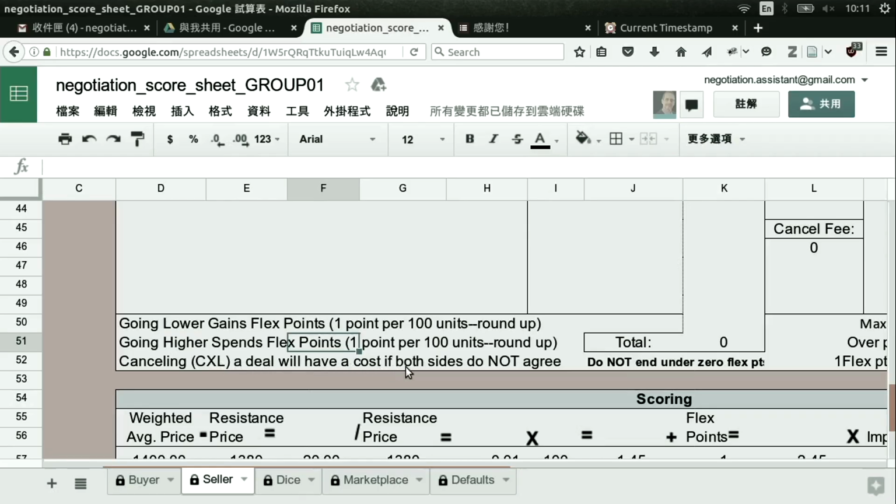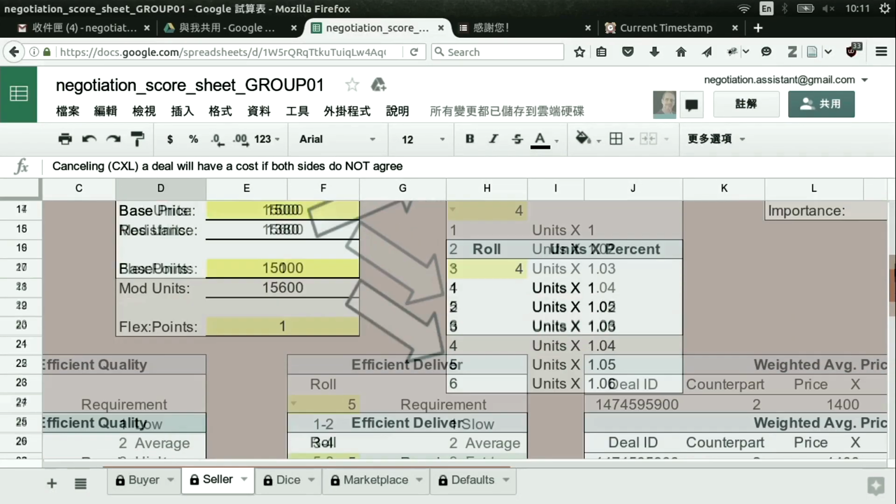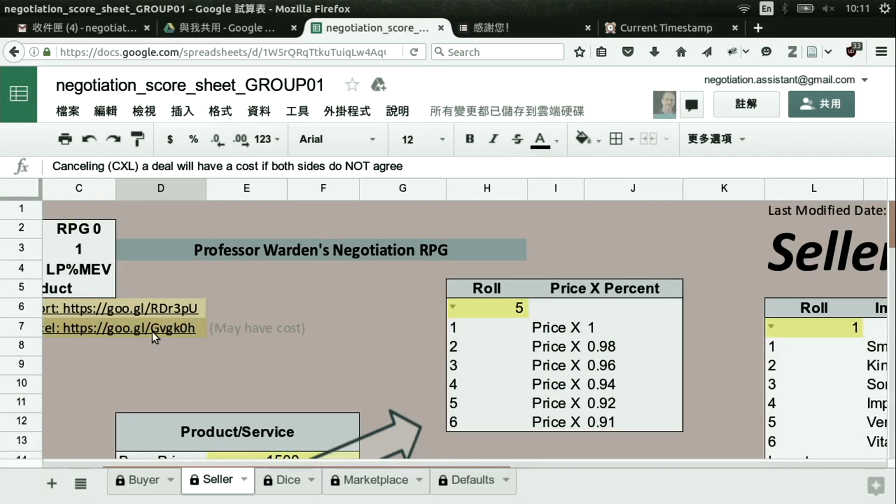Canceling a deal will have a cost if both sides do not agree. So we can cancel the deal. Well, how can we cancel? We come right back up to the top and push the cancel button here, and we're going to get another form to cancel the deal.